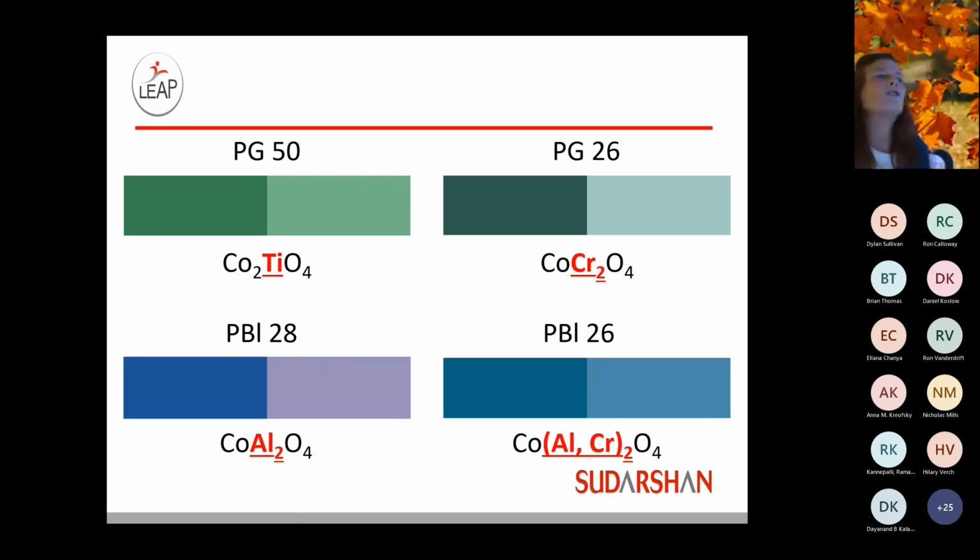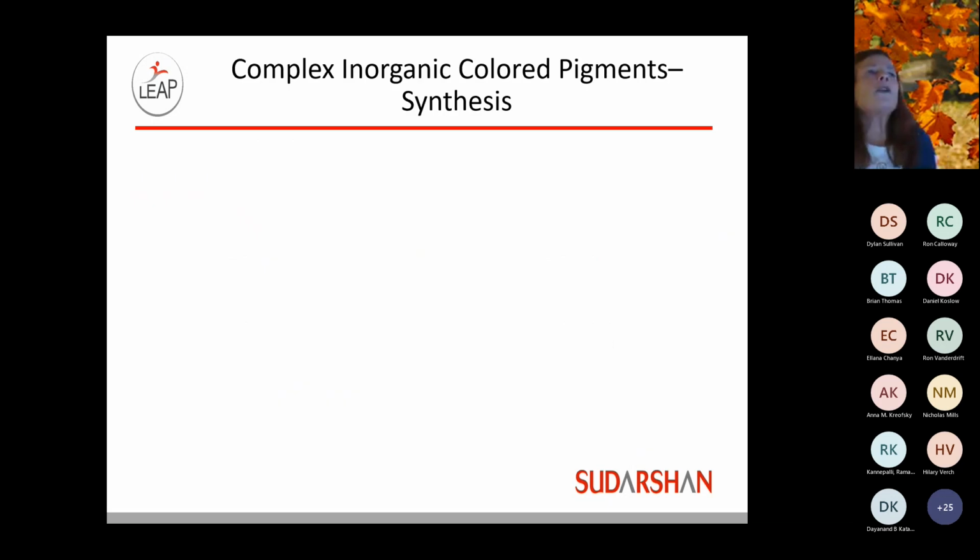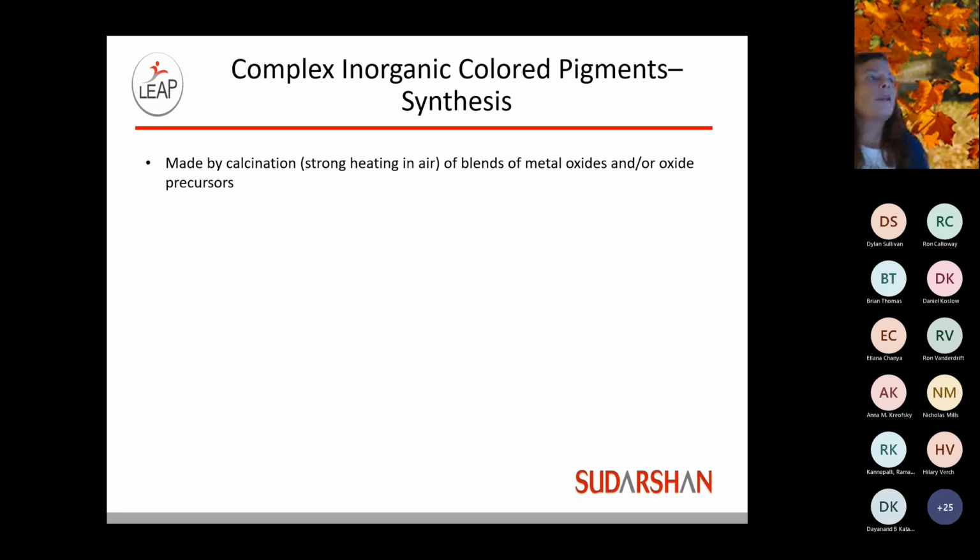So again, it's always interesting to compare the chemistries and to see how switching out some of the ions in there moves the color positioning. So as far as the synthesis is concerned with respect to CICPs, these are made by calcination, which is a process of strong heating in the presence of air.